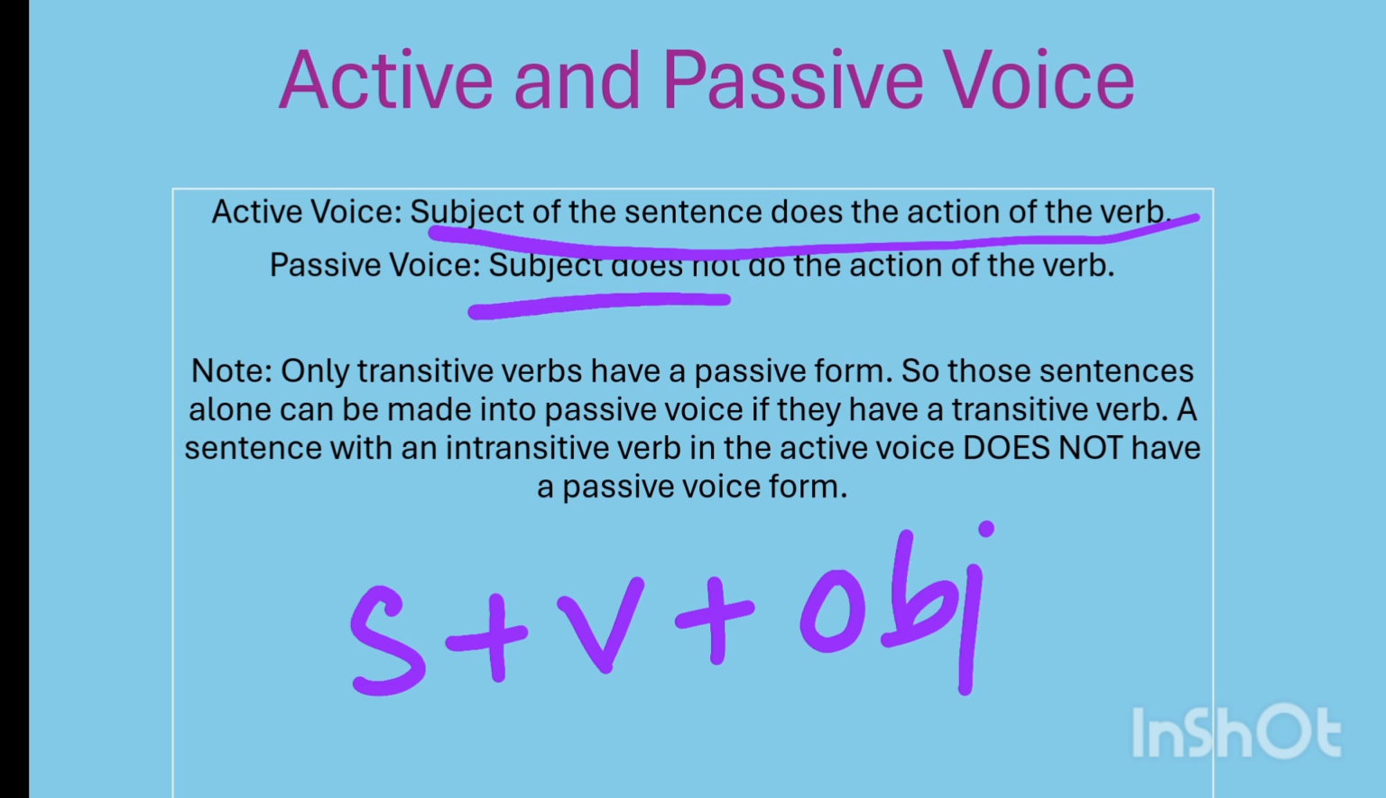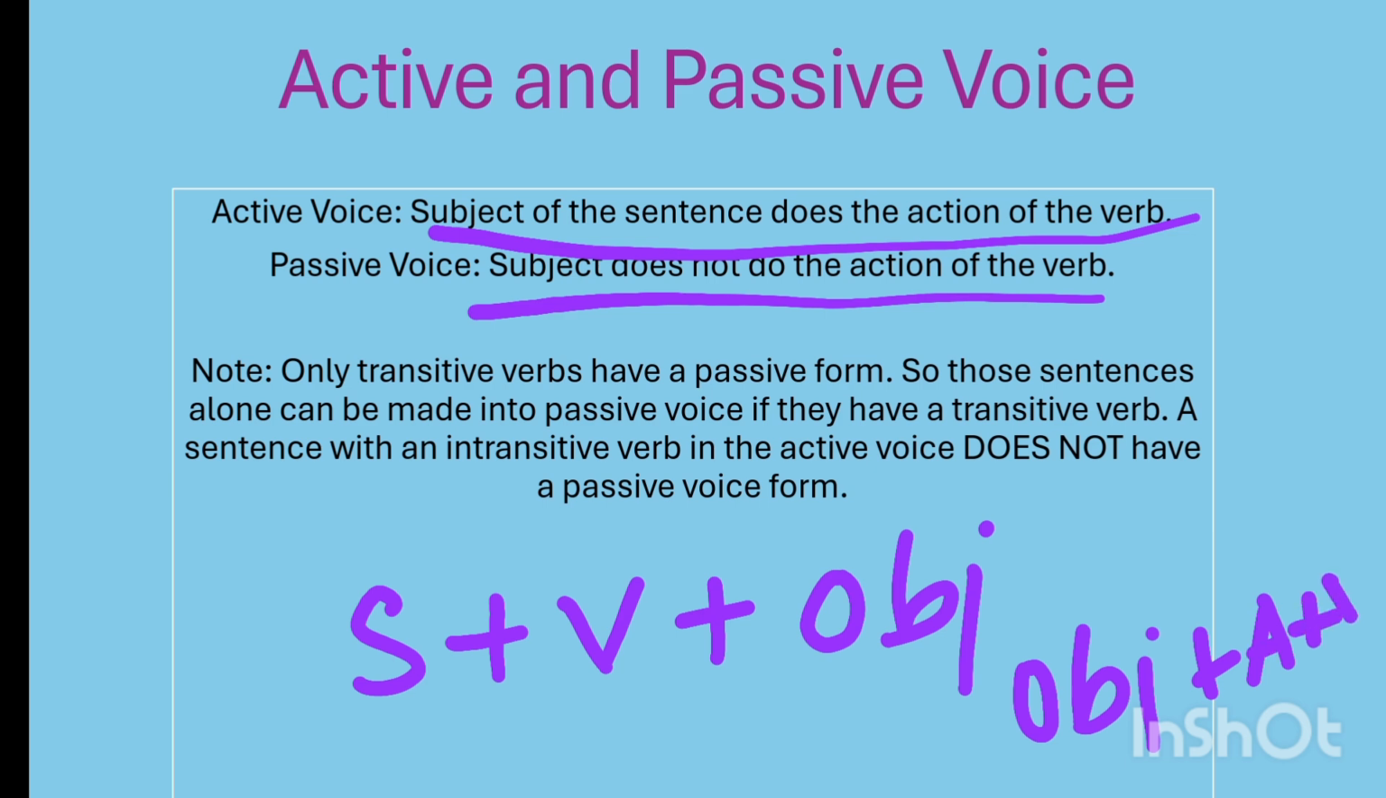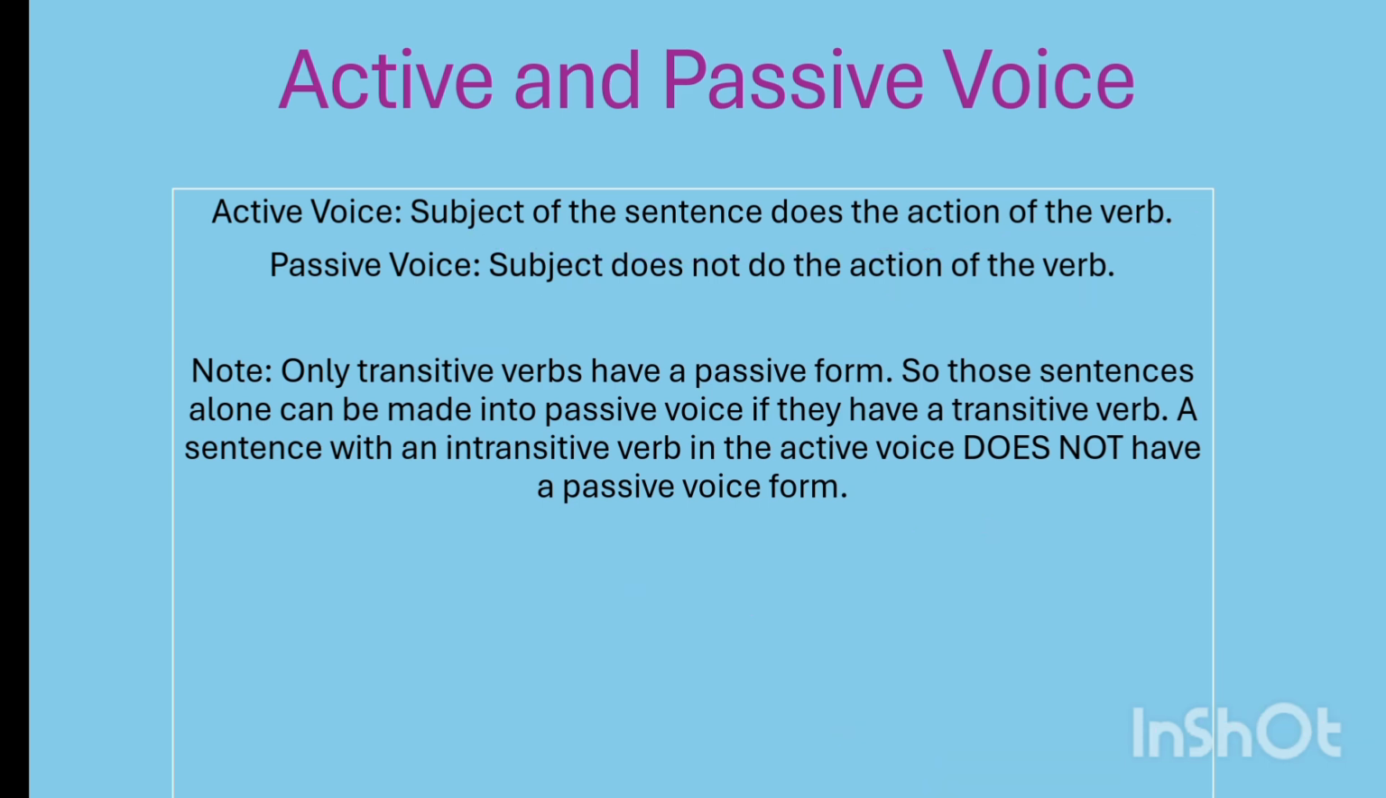Whereas in passive voice, the subject does not do the action of the verb. So if we change active to passive, the object will be written first, then the auxiliary verb, after that the third form of the verb, then the preposition by, and then the subject. This is usually the sentence structure of a passive voice. All right, I hope I'm clear.